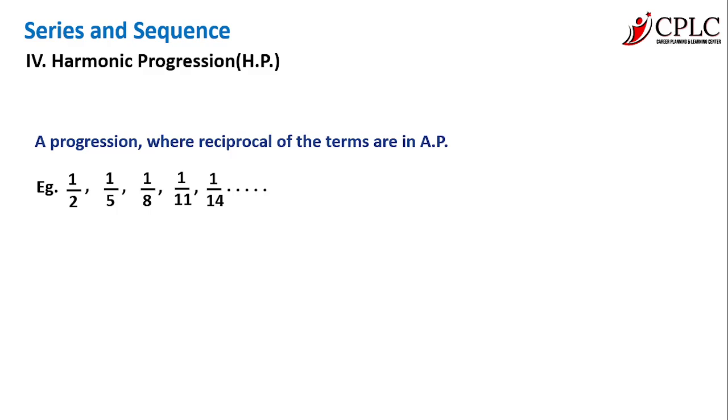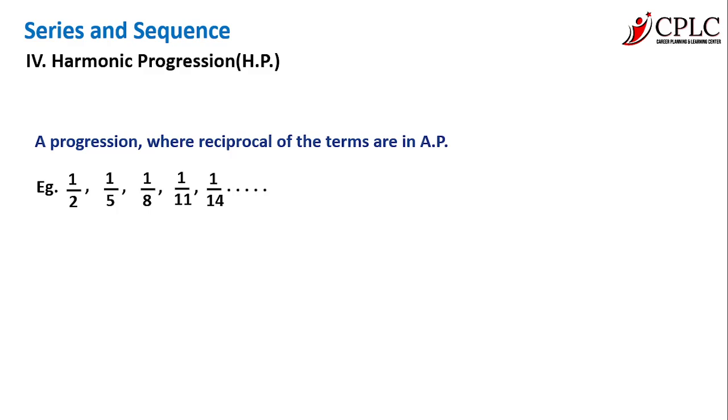Now if you compare 2, 5, 8, 11, the difference between two terms is always the same, which is 3. The difference between 2 and 5 is 3, between 5 and 8 is 3, between 8 and 11 is 3, and so on. And we have already studied this: if the difference between two consecutive numbers is the same, is constant, then the series is an arithmetic progression. So if the reciprocals are in AP, the series is called HP, harmonic progression.